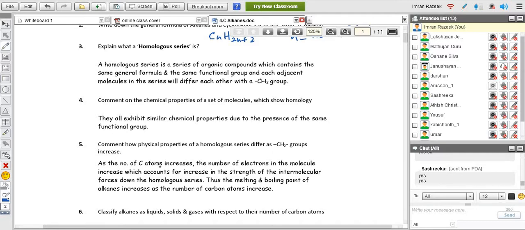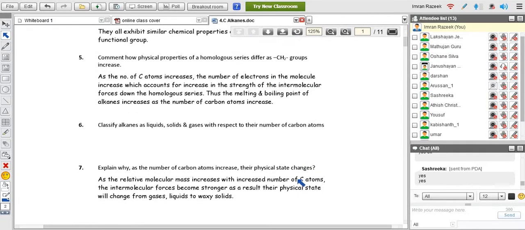So as the number of carbon atoms increases, the number of electrons in the molecule increases, which accounts for the increase in the strength of the intermolecular forces down the homologous series. As a result, the boiling and melting points increase. So not only boiling and melting points, as these are all simple covalent molecules, the intermolecular attractions also account for the change in the physical state.